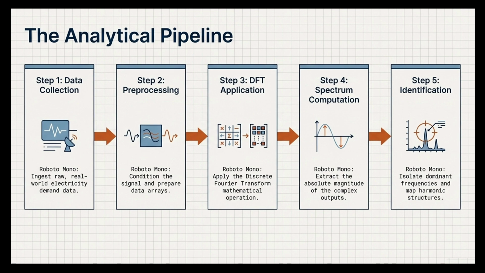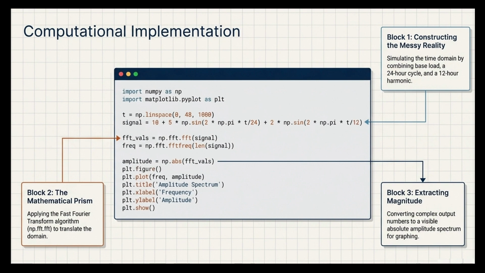This analysis was implemented using Python. We used NumPy to compute the Fourier transformation and Matplotlib to visualize the result. First, we load the electricity demand data, then we compute the Fourier transformation using the FFT function. After that, we calculate the magnitude of the Fourier coefficients and plot the amplitude spectrum. This allows us to visualize the frequency components present in the signal.